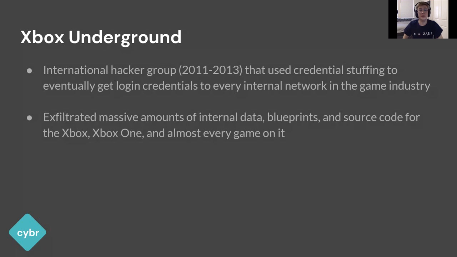Using the credential stuffing, they were able to exfiltrate massive amounts of data internal to these companies, blueprints and source code for the Xbox, Xbox One, and almost every game that was being produced for that platform. They were literally able to create their own Xbox One like prototype in their own living rooms and sell them before the Xbox One was even released because they had access to the blueprints and were able to recreate it.